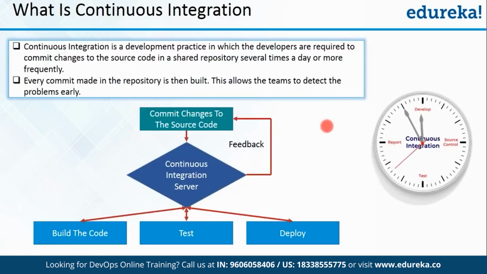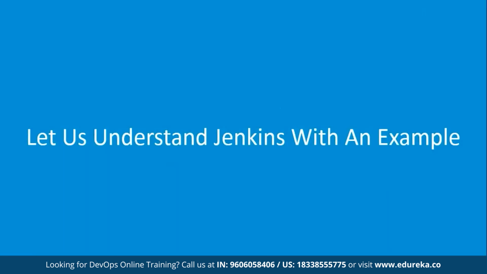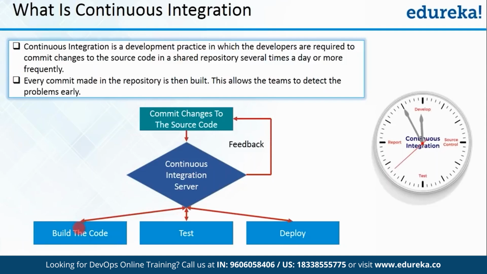Now in the continuous integration process, developers are required to make frequent commits to the source code. They have to frequently make changes in the source code, and because of that, any change made in the source code will be pulled by the continuous integration server, and then that code will be built, or you can say compiled. Alright.